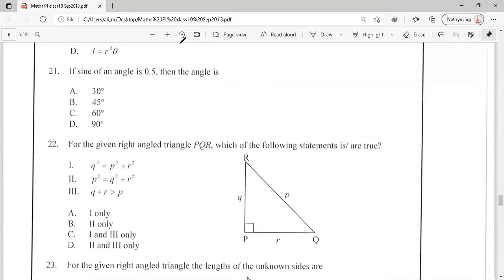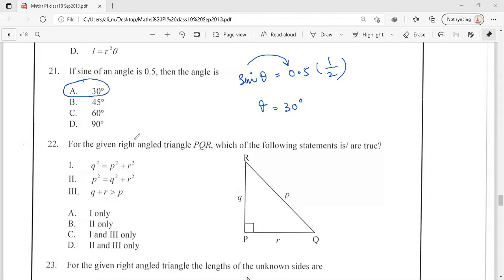Then let's solve question number 21 and 22. The sine of an angle is 0.5. Let's say its angle is theta. So sine theta is equal to 0.5. As we have studied in our trigonometric table, the value of sine is 0.5 or 1 over 2 when theta equals 30 degrees. So option A would be the right answer.